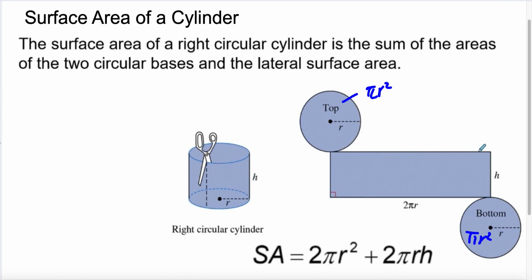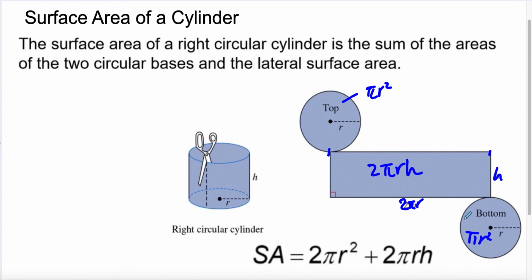But how about the width here? Thinking about the circle, rolling it up from here all the way down there, the length here will be the circumference of a circle. How do you find the circumference of a circle? 2 pi r. So the width is 2 pi r, and the height is h, and it is a rectangle. So the area should be width times height, 2 pi r h.